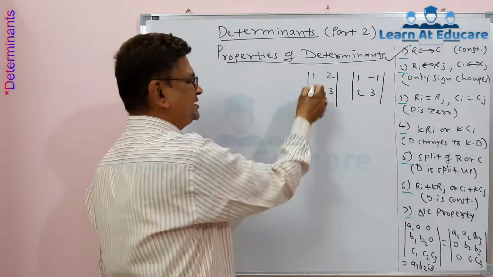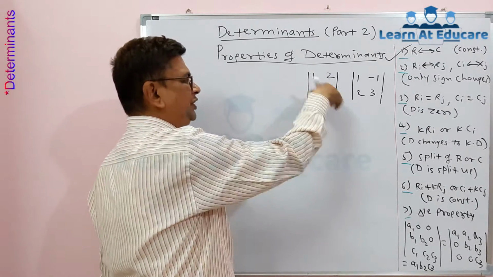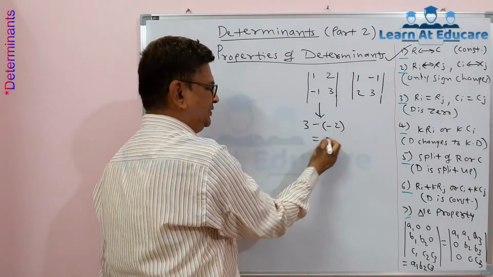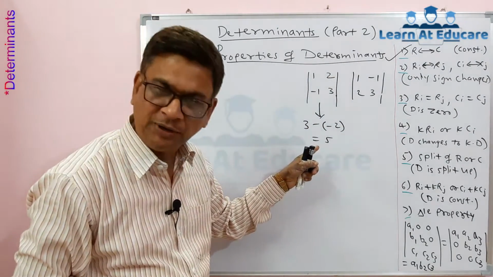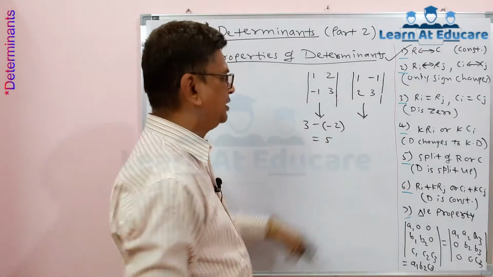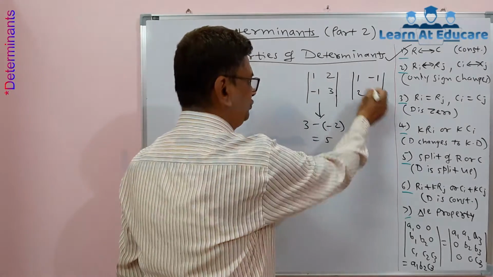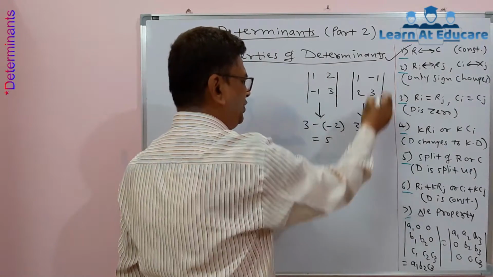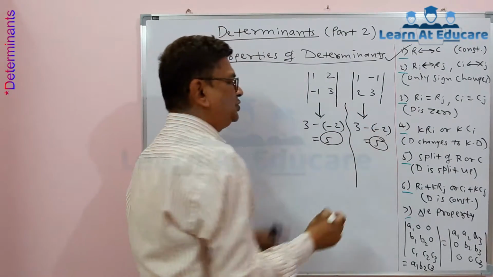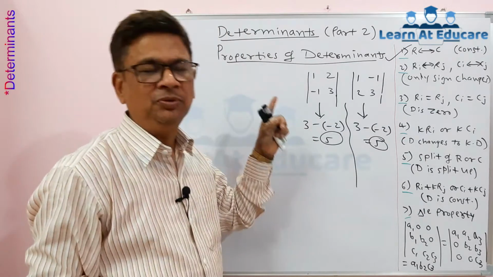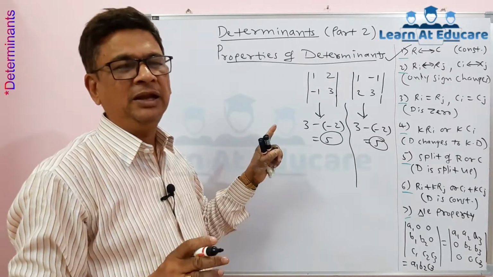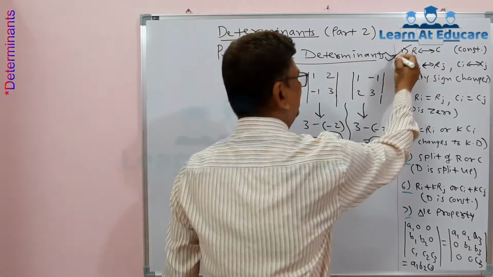If you find the value of the original determinant, that will be 1 into 3, that is 3, minus 1 into 2, that is minus 2, and this we are getting 3 plus 2 equal to 5. Now if you solve the determinant obtained by interchanging rows and columns, we will get 1 into 3, that is 3, minus 2 into minus 1, that is minus 2, and can you see that again comes 5. So the first property is that if you interchange rows and columns of a determinant, we get the same value for that new determinant as it was previously.